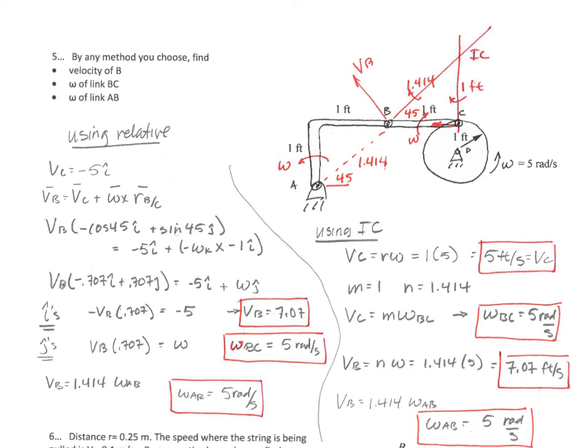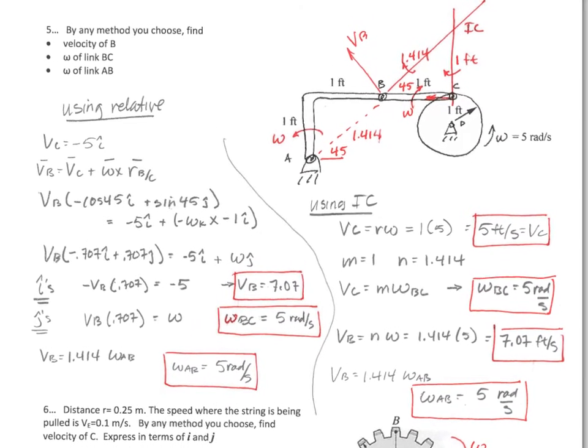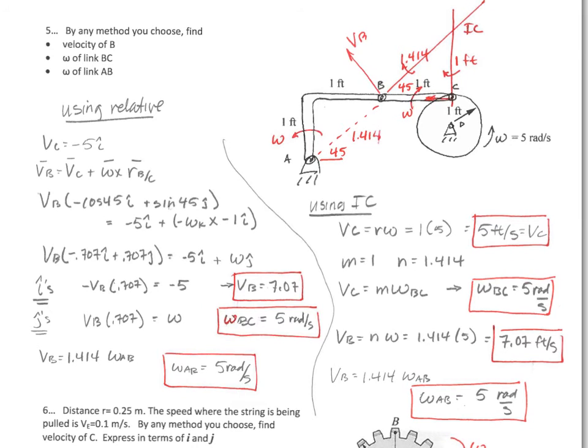Okay, this next one was a solve-by-any-method-that-you-choose problem. What we're looking for is a couple of velocities and a couple of omegas. First thing we were looking for is that you notice that this thing rotates in this direction. The velocity of C has to go in that direction. So velocity of C identified as 5 is an important understanding. It actually wasn't asked for, but you can't really solve the rest of the problem without doing that first.